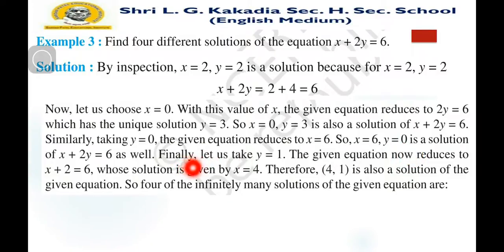So four of the infinitely many solutions of the given equation are 2 comma 2. If you put x is equal to 2 and y is equal to 2, then you get a solution of the given linear equation. Also 0 comma 3, as well as 6 comma 0 and 4 comma 1. These are 4 different solutions of the given linear equation, and you can find infinitely many solutions by putting values of x and y alternately.